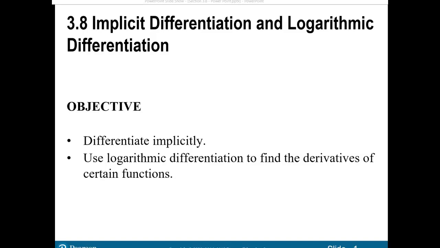Logarithmic differentiation is useful when you're differentiating something that involves products, quotients, and powers, because utilizing logarithms on those things allows you to simplify them. So when we get to that part of this section, we'll review what those rules are.